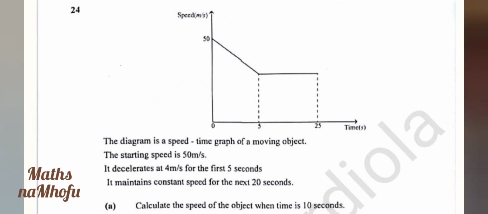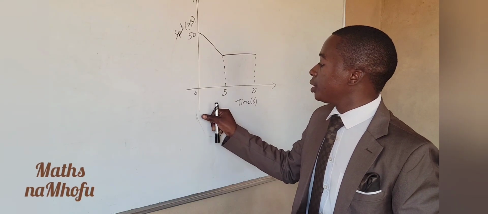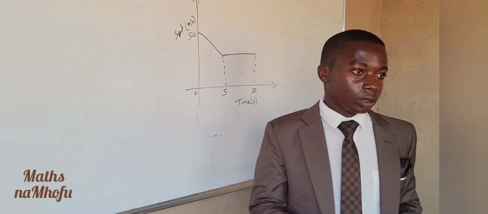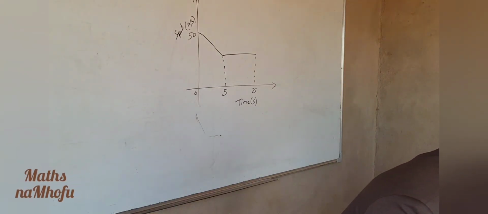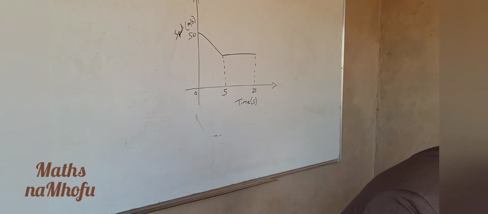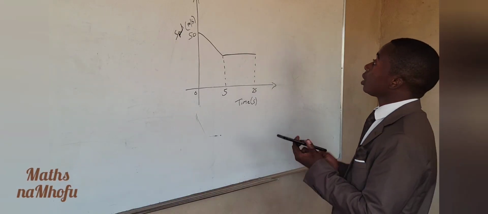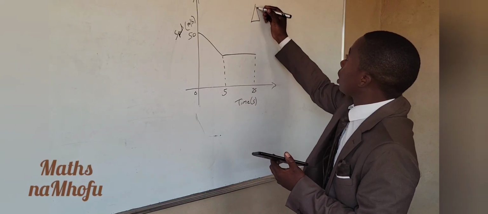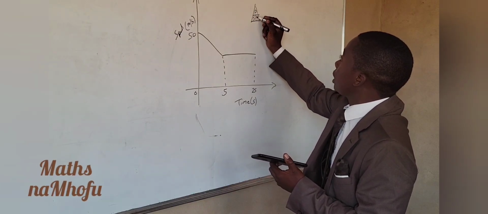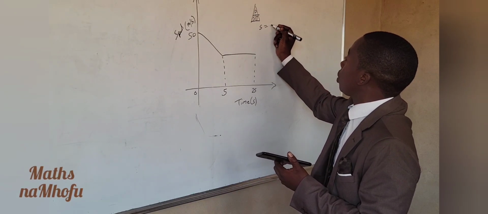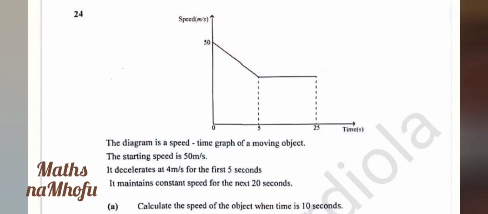So what is the formula of calculating speed? Yes, Colin? It's what? Distance over time. That's correct. Distance. We are using this diagram, right? DST. Speed equals distance over time. Right?